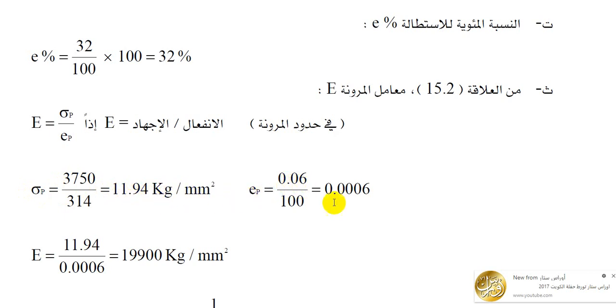Epsilon P equals 0.0, the value. The epsilon P will be valued as follows.